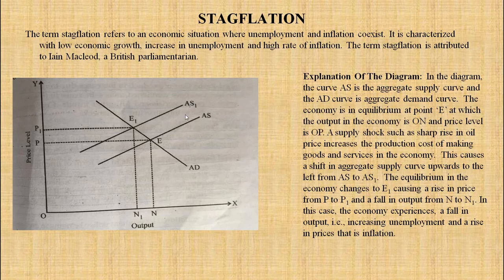Look here. Now the new supply curve is AS1 because there is an increase in cost. The supply curve shifts to the left as AS1 and intersects the aggregate demand curve at point E1. So the new output is N1 and the new price is P1. Output is falling from N to N1 and price is rising from P to P1. This is what is called stagflation. That means unemployment increases and price is also rising. So with the help of the diagram you can explain it in a very simple way.